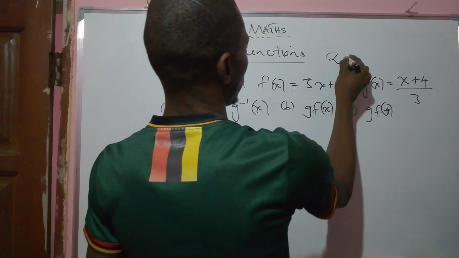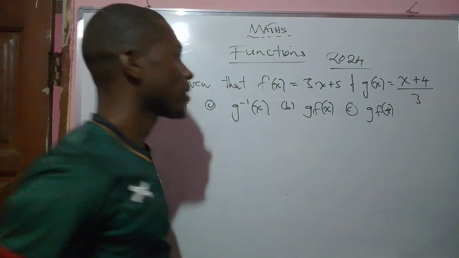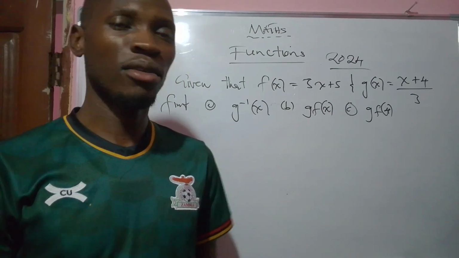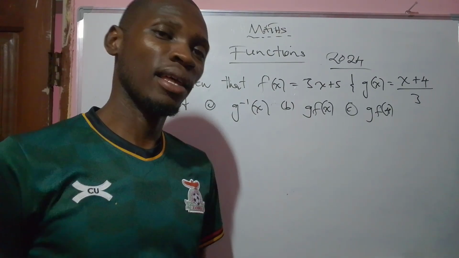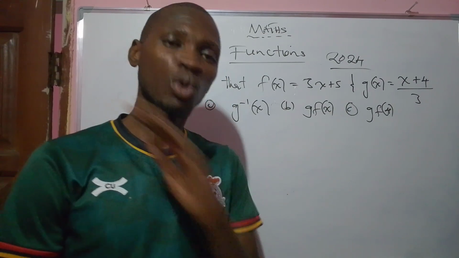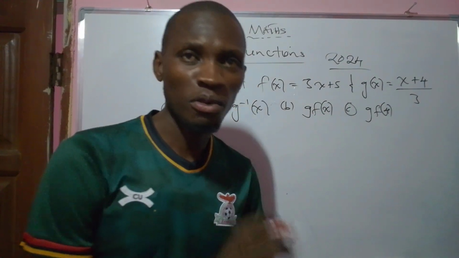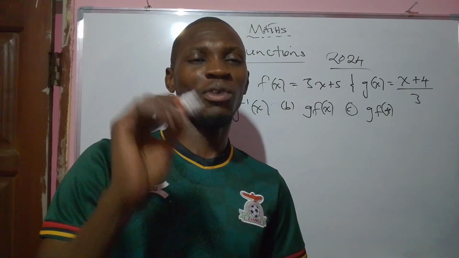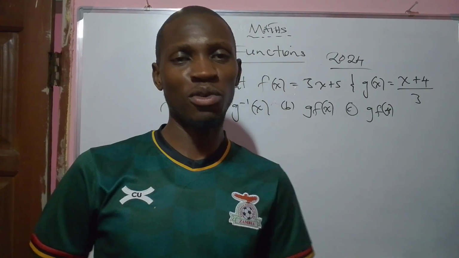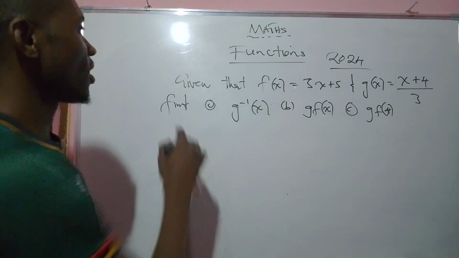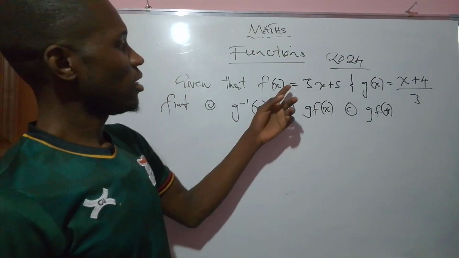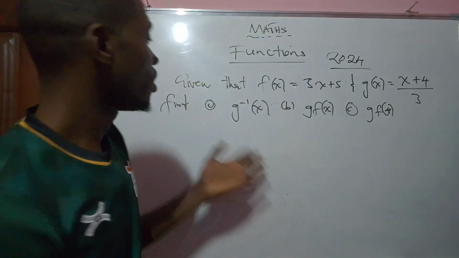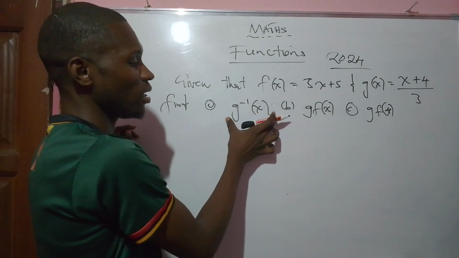So this is 2024. Now functions come in paper 1, and since they come in paper 1, remember paper 1 has no calculator. So these are some of the topics you need to be sure of as you are going to write an exam. Functions, you will never miss. If you miss functions, it means that we don't know the questions you are going to choose, which will be very simple for you. So let's do it. Given that f of x is equal to 3x plus 5 and g of x is equal to (x plus 4) over 3. So find number 1. This one means inverse.